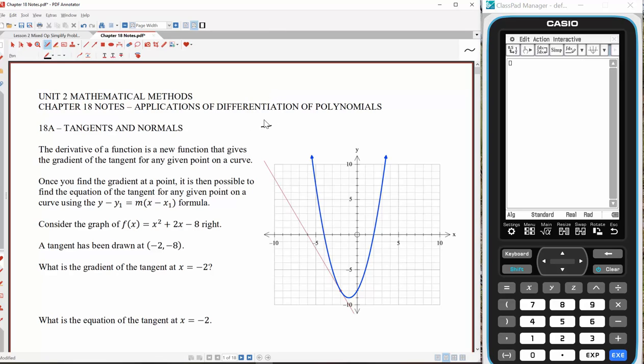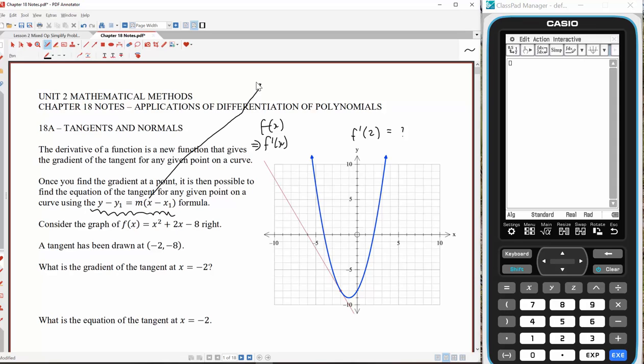We've got a function f of x and we find f dash x. What that function does is it will give us the gradient of a tangent at any point on a curve. So if we find f dash 2, that number will be the gradient of the tangent at the curve. And once we find the gradient at a point, it's possible to find the equation of the tangent for any given point by using this particular formula here.